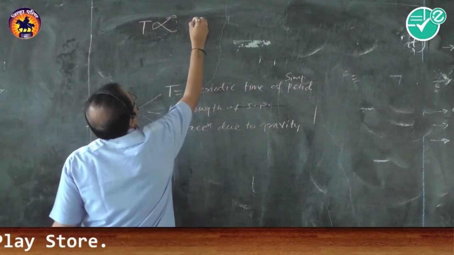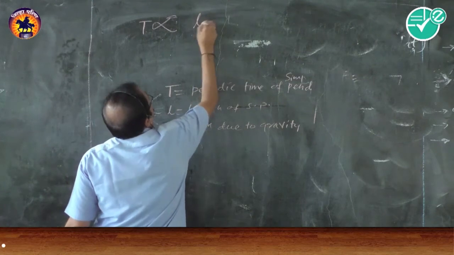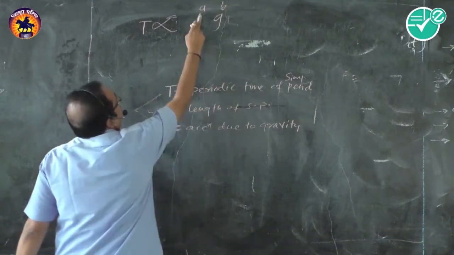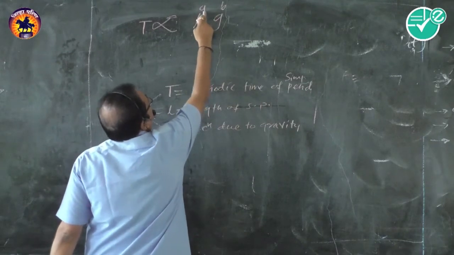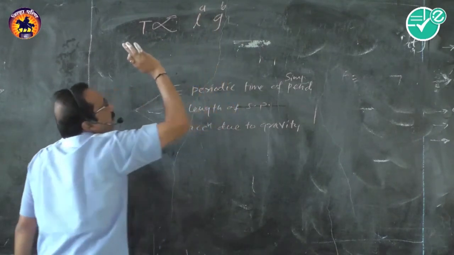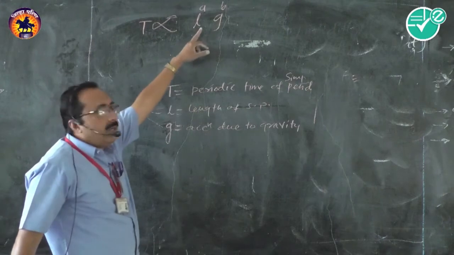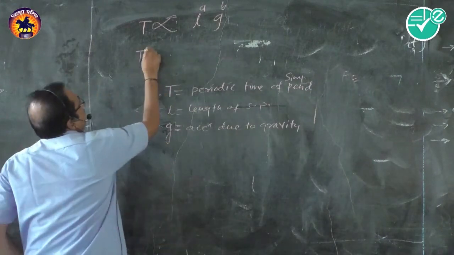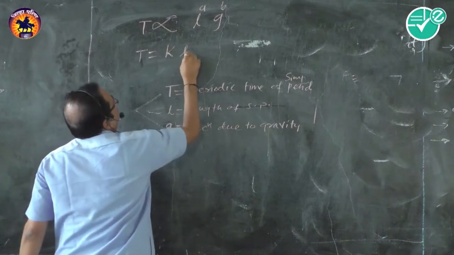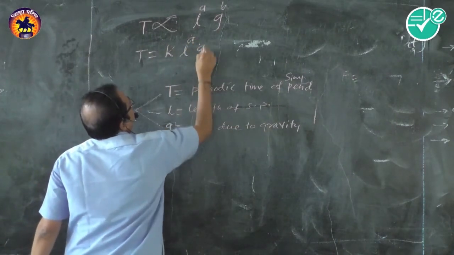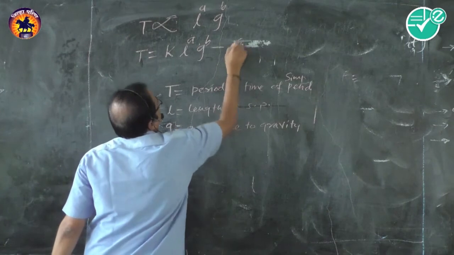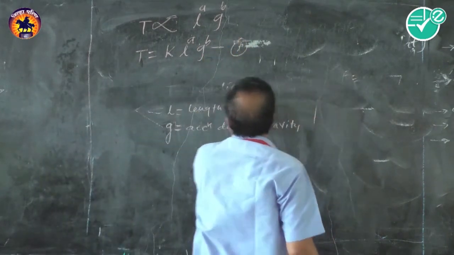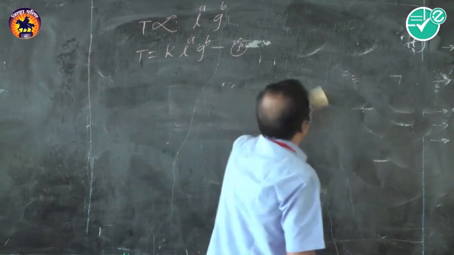T is proportional to, let us suppose, L raised to a and g raised to b. We don't know the powers of L and g. We want to find the powers, then we shall put the values of a and b, and from that we can find the relationship. So T is equal to some constant into L raised to a and g raised to b. Let us call this equation number 1.